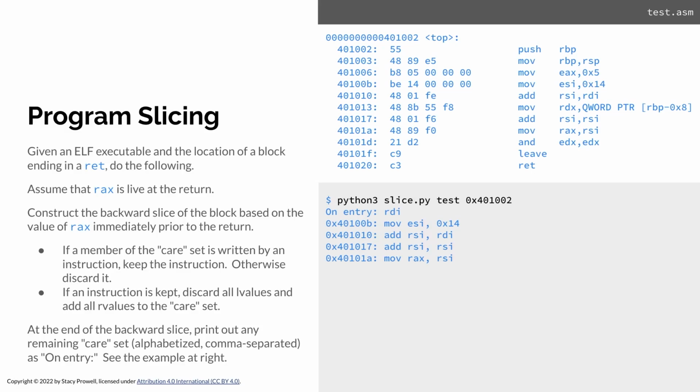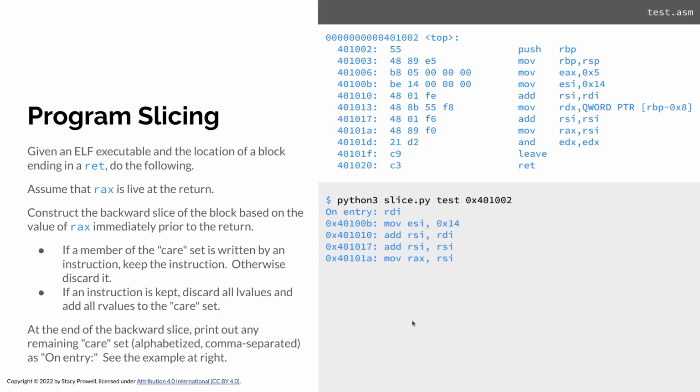So now my set is just RSI, and I move back one more, and I say, does this modify anything I care about? And it does. It modifies RSI. RSI is an L value. I have to keep this line, and I take RSI out of the set. But RSI is also an R value, so then I put RSI back in the set, and my set is still just RSI. And I proceed that way up. This is what you'll get at the end.